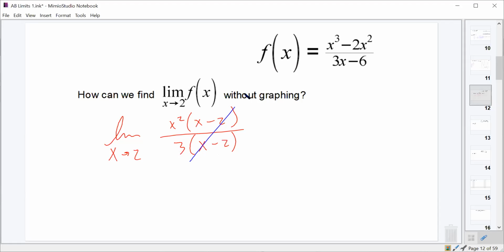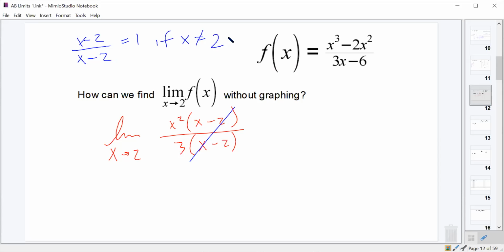Now, why is it okay for me to cancel out these x minus 2's? I know that they're the same things in here, but I can cancel them out because one of them divided by the other one is always equal to what? Since they're the same, it's always equal to 1. Well, almost always. When is x minus 2 over x minus 2 not equal to 1? When x equals 2. Right. It equals 1 if x does not equal 2.